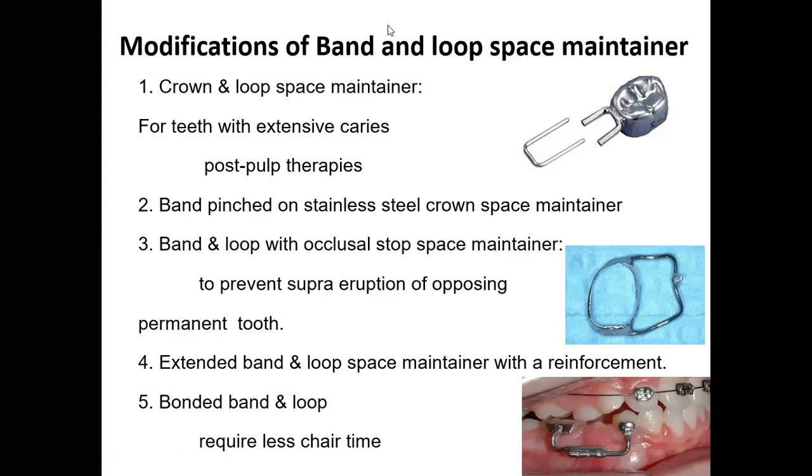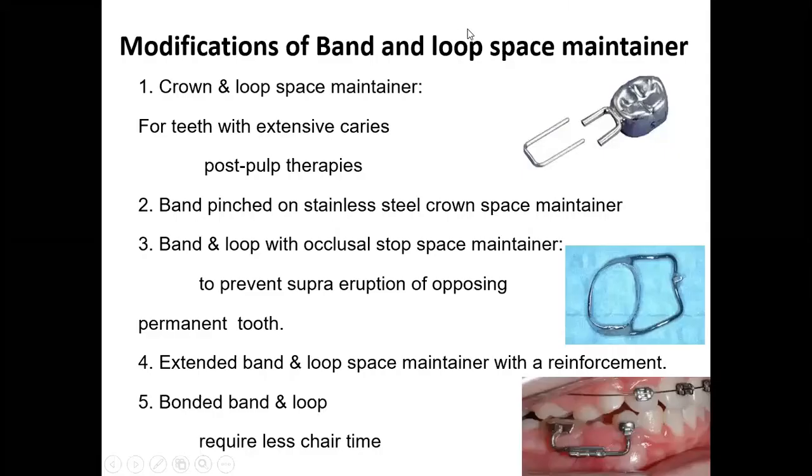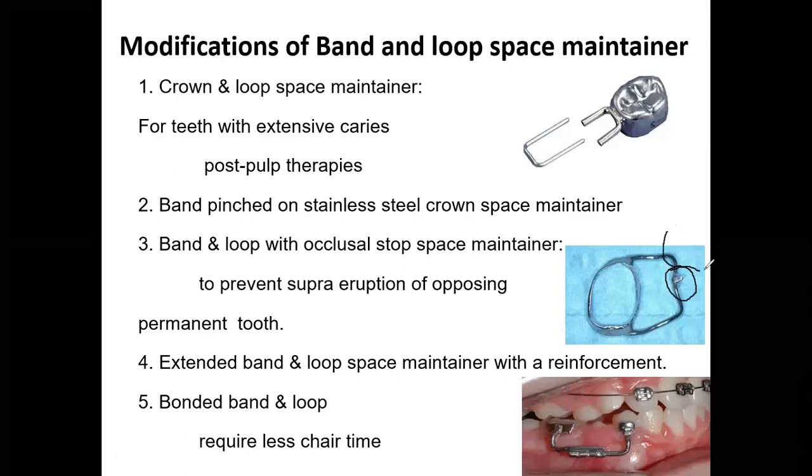And again, we do have another space maintainer. Can you see here? It has some sort of occlusal stop. It has an occlusal stop. This occlusal stop will prevent supra-eruption of a tooth in the opposing arch.